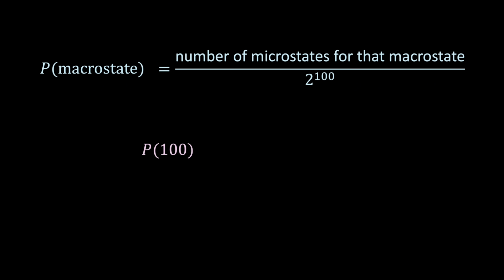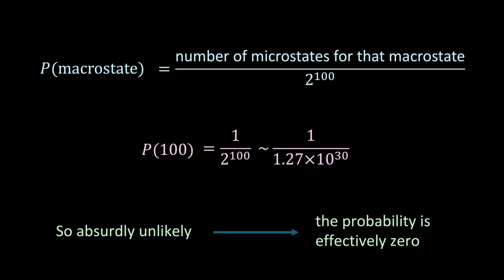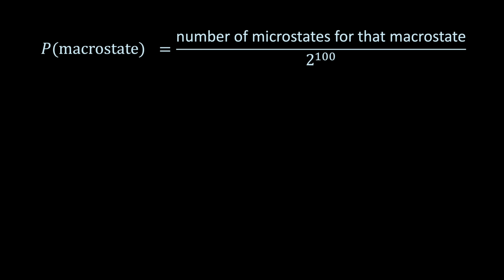That means that the probability of achieving 100 heads is equal to 1 divided by 2 raised to the power of 100, because there is only one microstate corresponding to this macrostate. And this is roughly equal to 1 divided by 1.27 times 10 to the power of 30. Roughly 1 in a million billion billion. So absurdly unlikely that the probability is essentially 0 for all practical purposes.